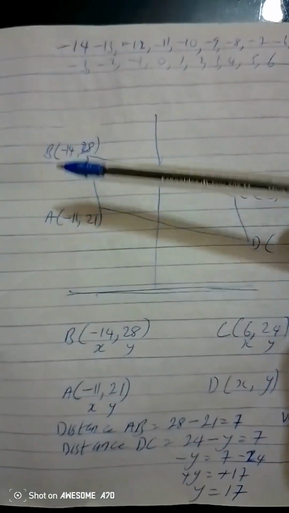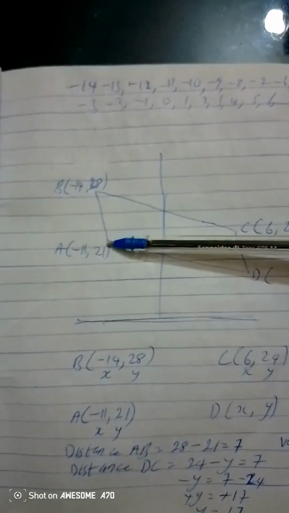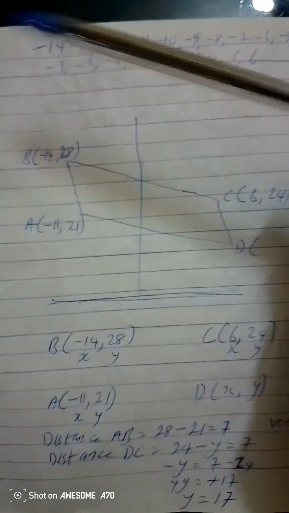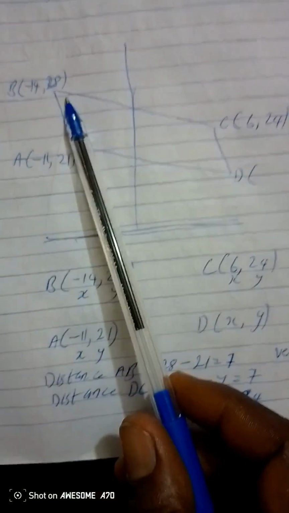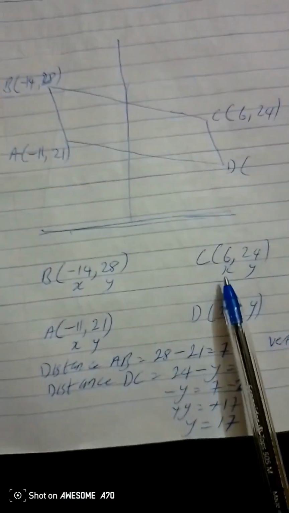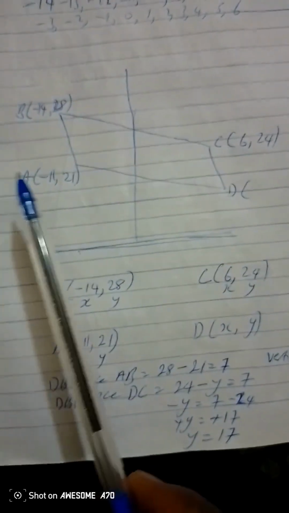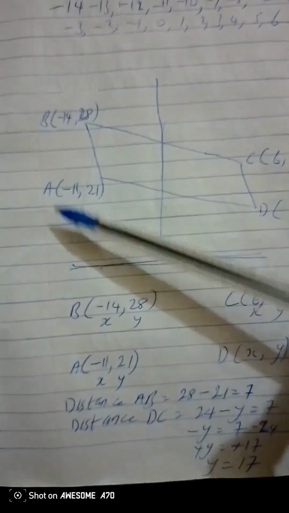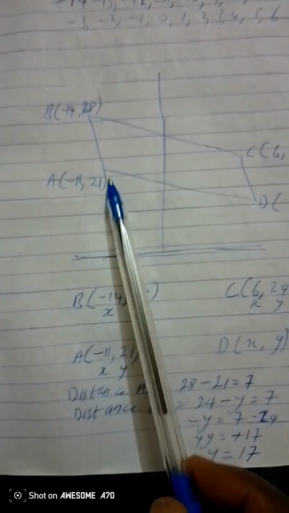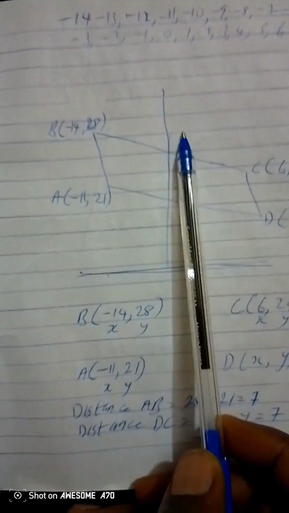One thing you must know is that this length here is for the y-axis, as you can see I wrote it down here. B is (-14, 28), A was given as well, and we don't have D. A is (-11, 21). So the distance between A and B, that's the height, from here, trace it to the y-axis, and from here again, trace it to the y-axis.